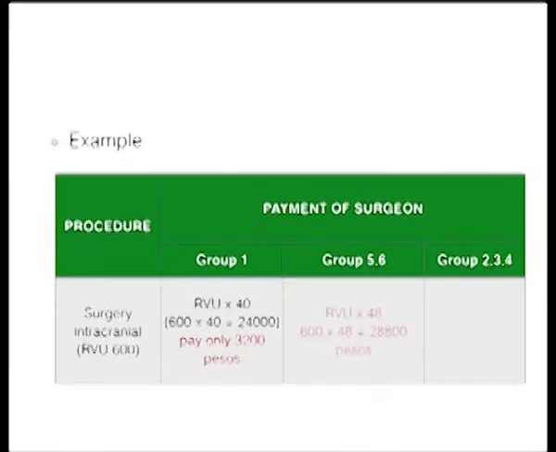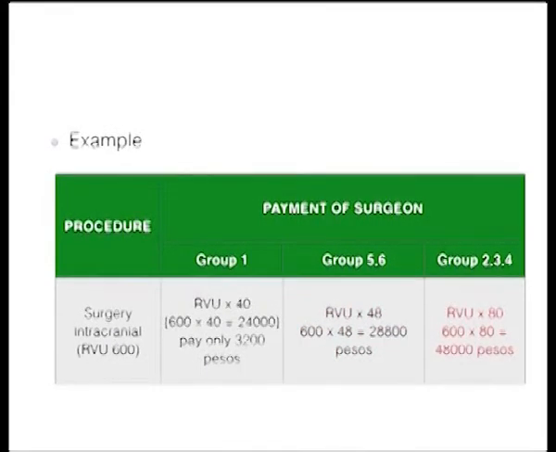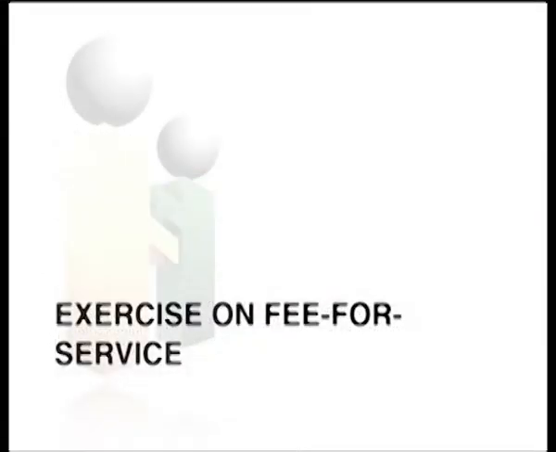For Group 5, 6, professional fee is computed using relative value unit multiplied by the peso conversion factor of 48, giving a total of 28,800 pesos. For Group 2, 3, 4, since the procedure done has an RVU greater than 501, then the peso conversion factor of 80 will be used. The next will be an exercise on fee for service.